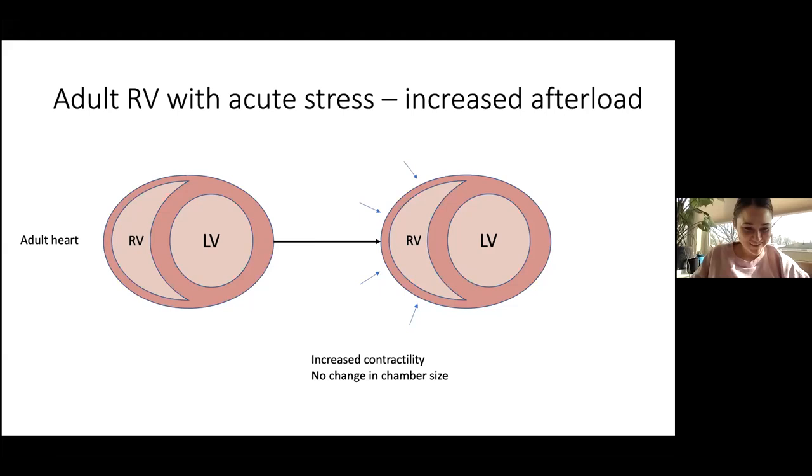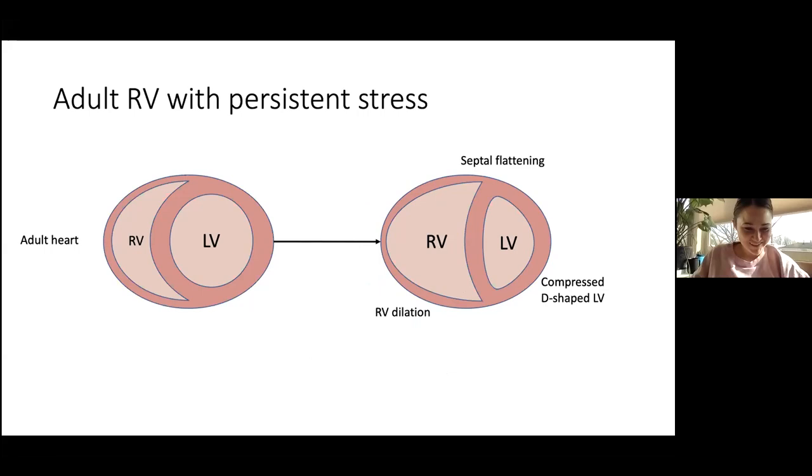But what happens if that increased stress in the form of volume or pressure is persistent? That's what I'd like to focus on today. So we're seeing here that the normal adult heart is on our left. On the right, there are structural changes that start to occur with increased volume or increased pressure. Those structural changes in particular are dilation of the RV, and I'll highlight that I think is one of the most important hallmark findings. And because of that dilation, we start to see septal flattening and compression of the left ventricle.